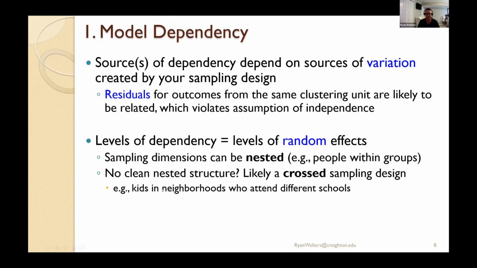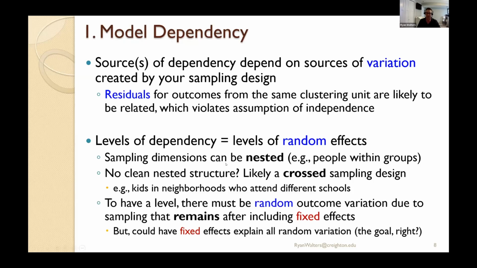So an example of that is kids in neighborhoods who attend different schools. Those kids at level 1 are nested within schools. They're also nested within neighborhoods, but those schools and neighborhoods are crossed. They're not mutually exclusive. That would be an example of a crossed design. We're not going to talk about cross-sampling designs here, but know that much of what we're talking about is going to relate directly to them.